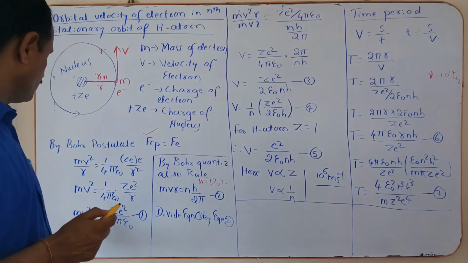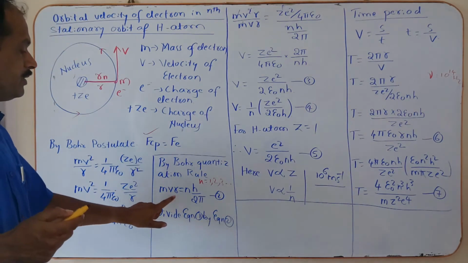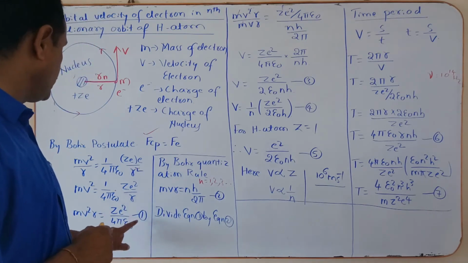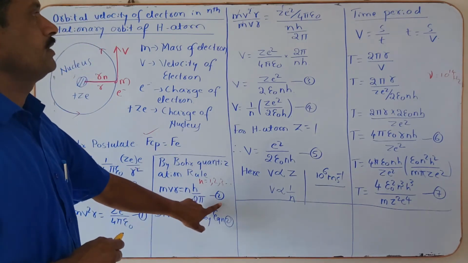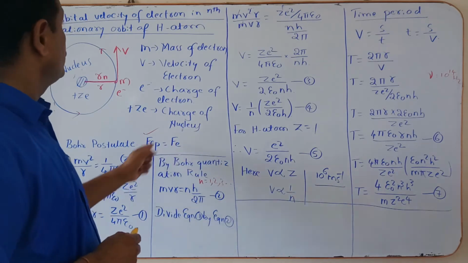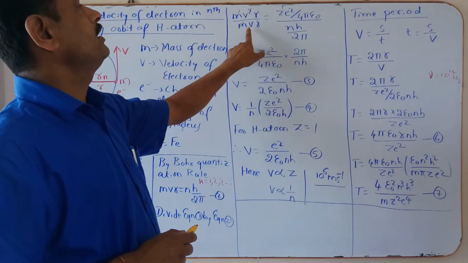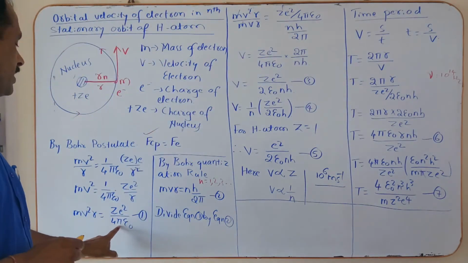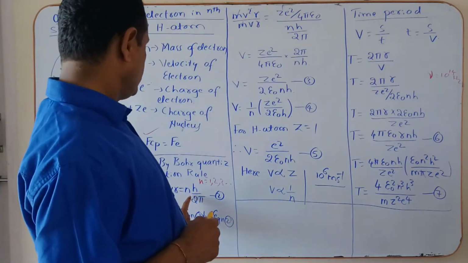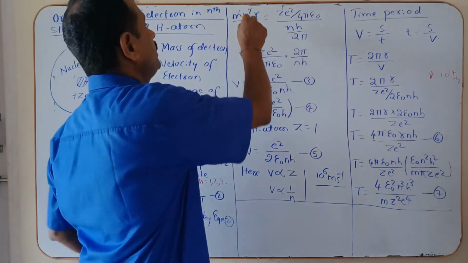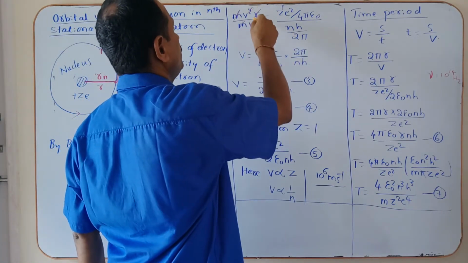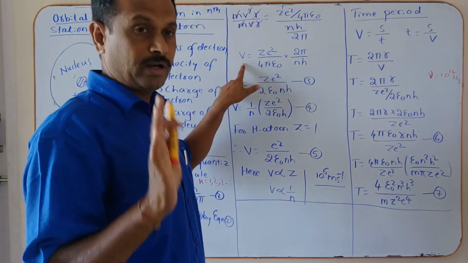Then divide these two. Divide equation number 1 by equation number 2. We get mv square r divided by mvr, equal to Z e square upon 4 pi epsilon naught divided by nh upon 2 pi. Here m gets cancelled, r gets cancelled, and one v gets cancelled, remaining is v only.